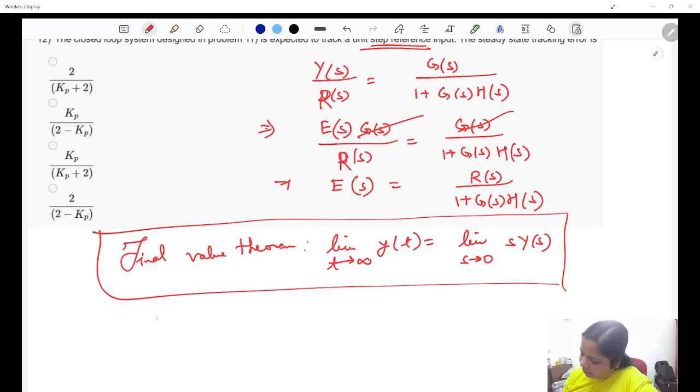So from here you can write the steady state error ESS, because now I am answering in the Laplace domain. Limit s tends to 0, s into Es, right?